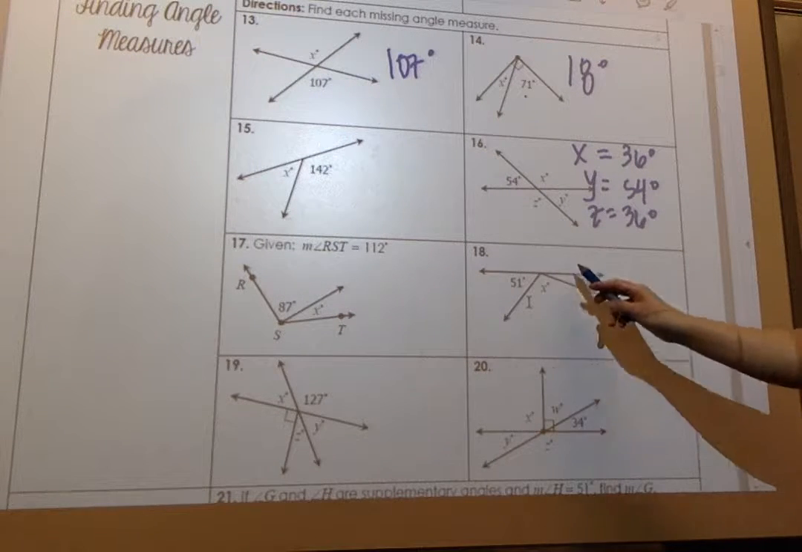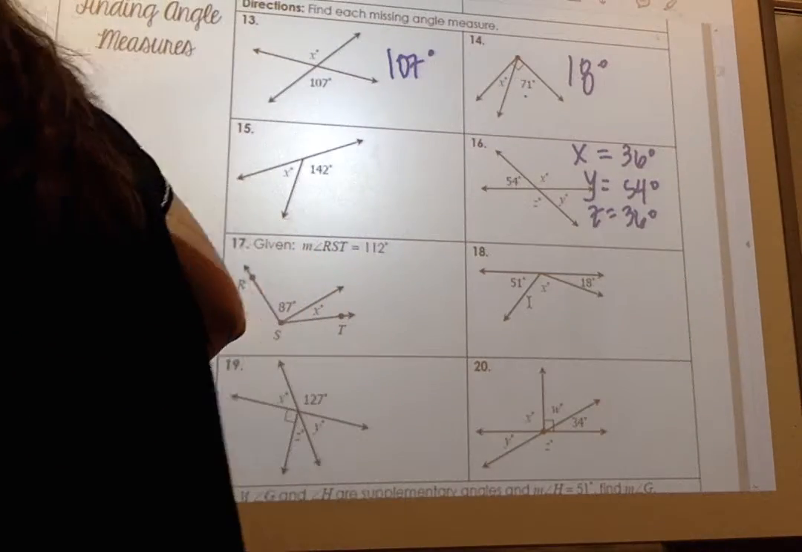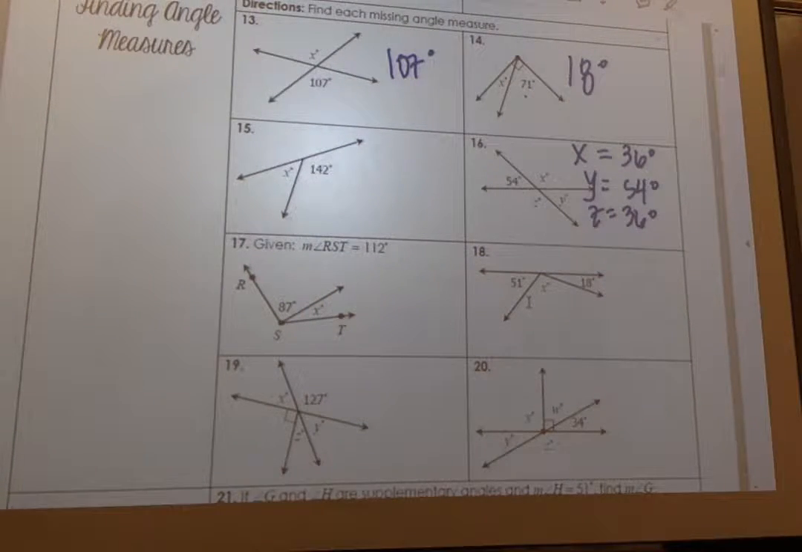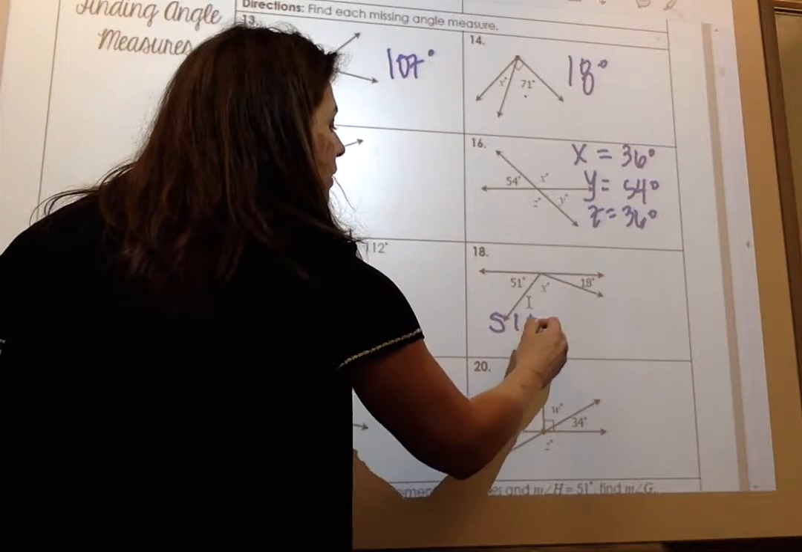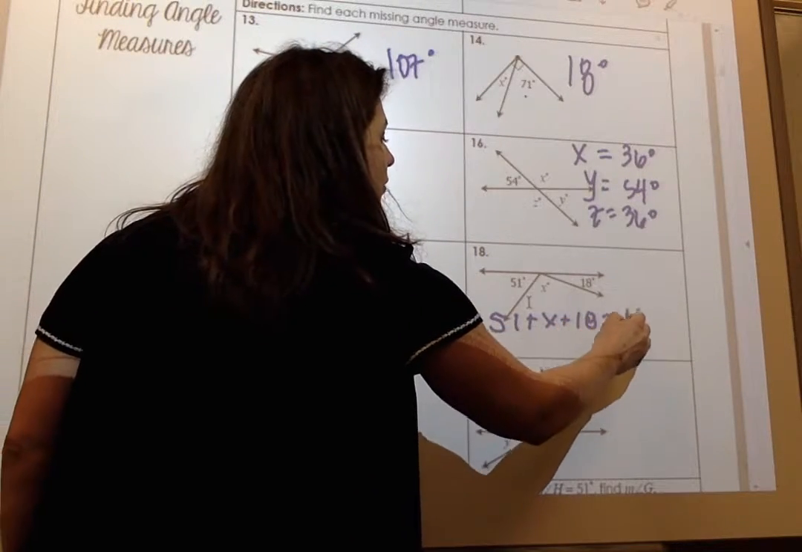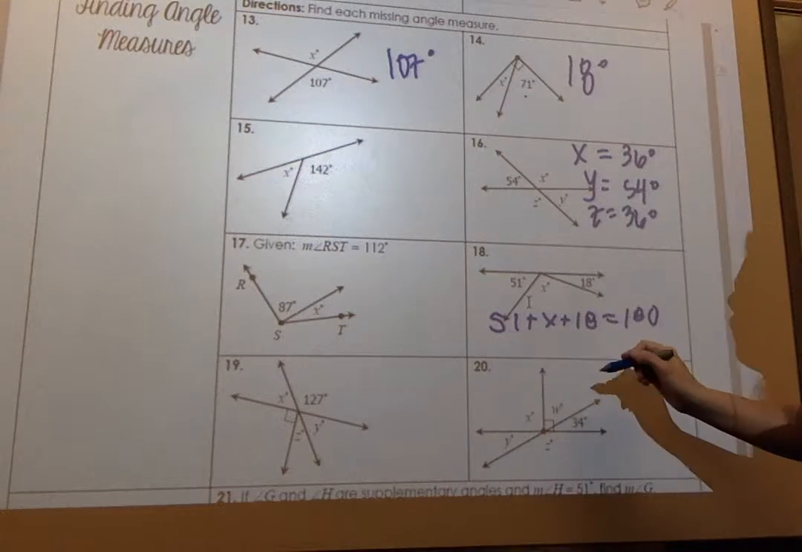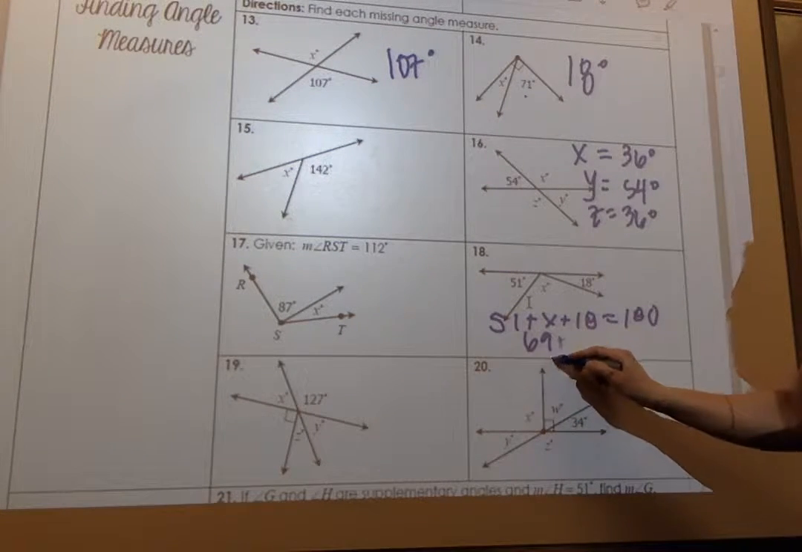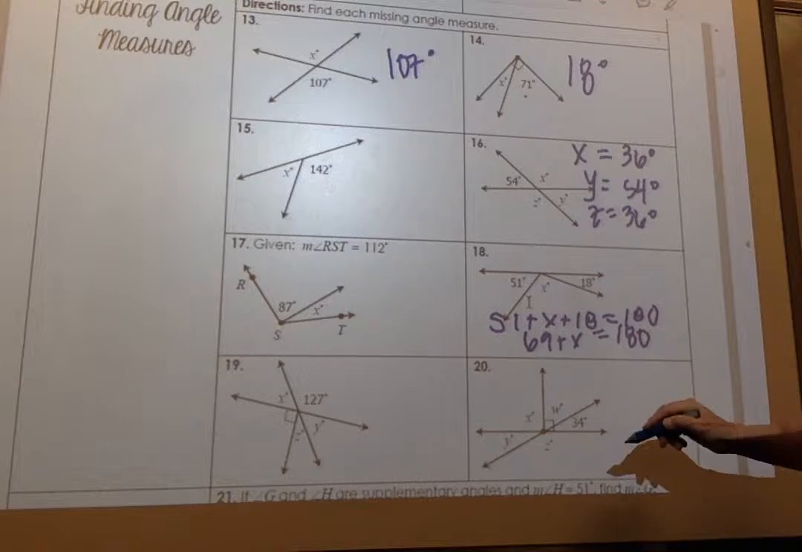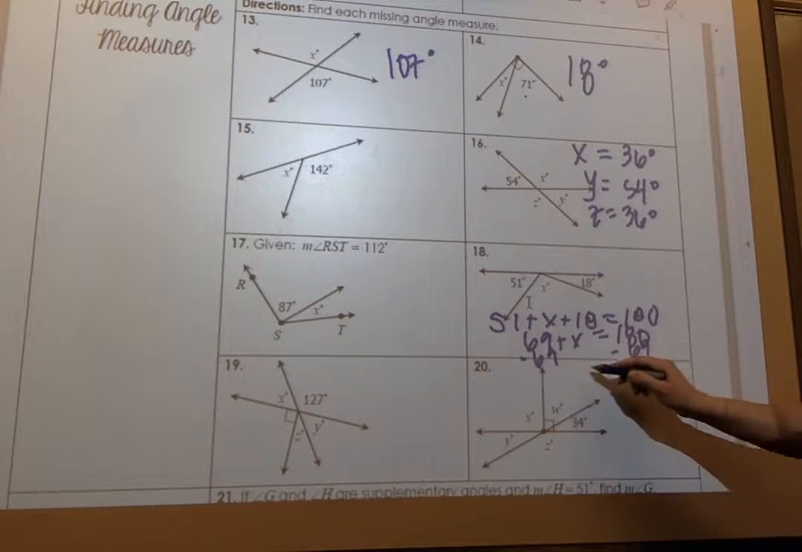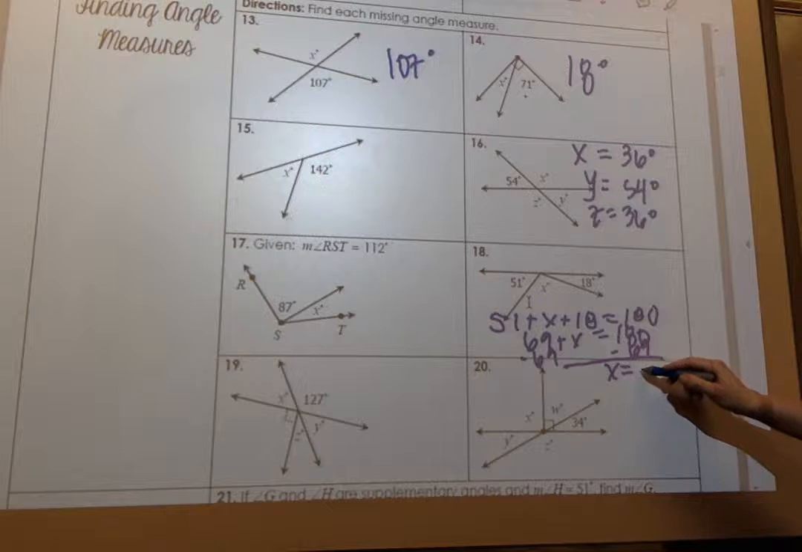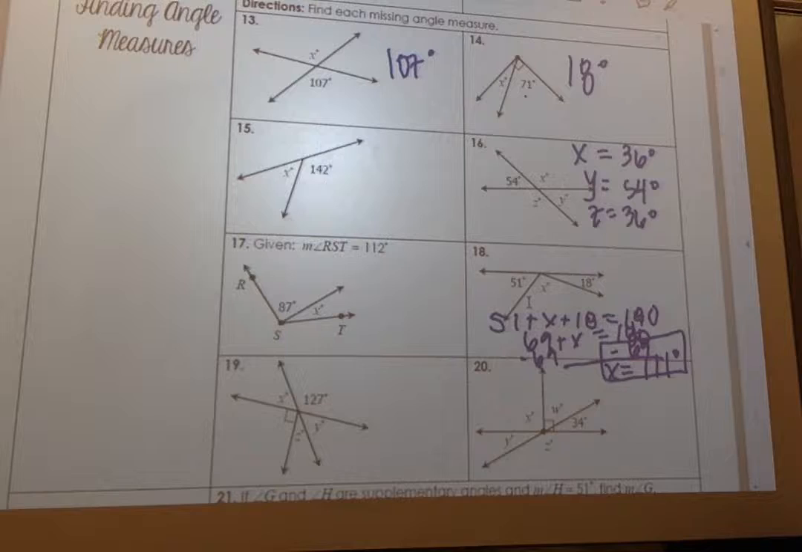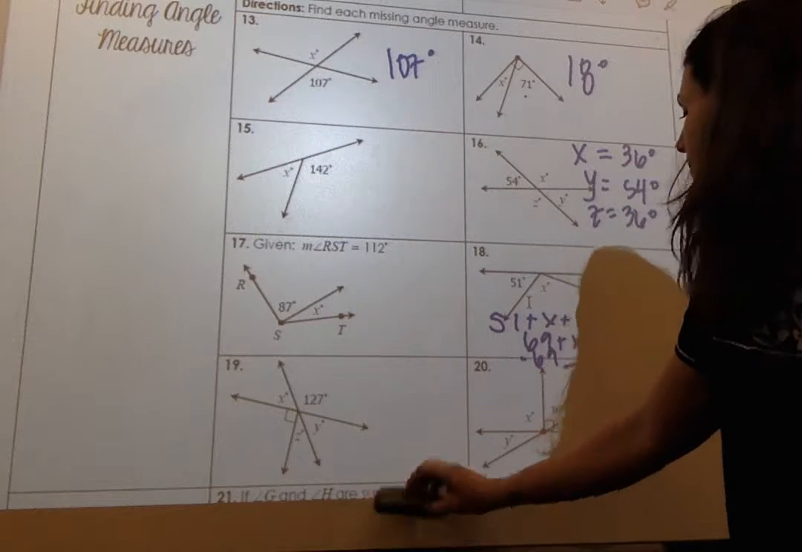Number 18, I know that these all add up to 180 degrees. So you can say that 51 plus x plus 18 equals 180 degrees. When you combine like terms, you get 69 degrees plus x equals 180. Subtract 69 from both sides, and I know x is going to be equal to 111 degrees. That's how we're getting 18.